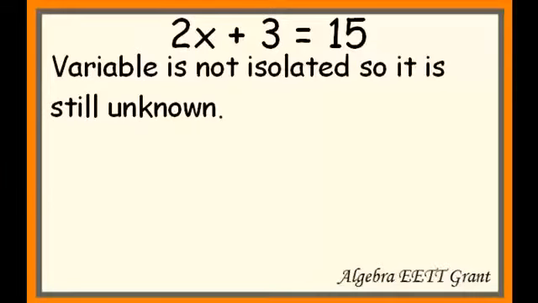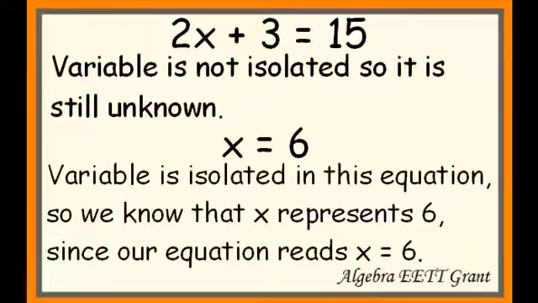If we're given something like 2x plus 3 equals 15, well, the variable is not isolated. It's not on the side by itself, so we still don't know what x is. We'd have to solve this equation to find out what x is. But if you're given something like x equals 6, well, x has been isolated. So you know in this equation, the value of x is 6.